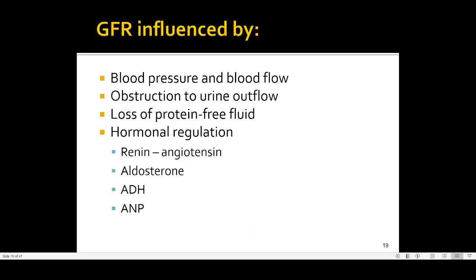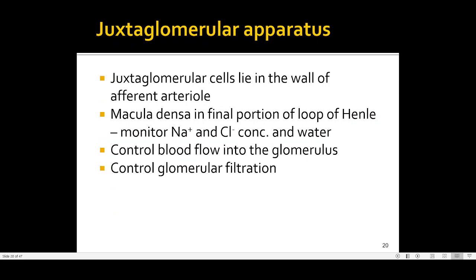These are the different factors influencing glomerular filtration. Normally, if the blood pressure of a person is higher, more filtrate will be produced. Then any obstruction to the urine flow and hormonal control are some of the factors which control it.